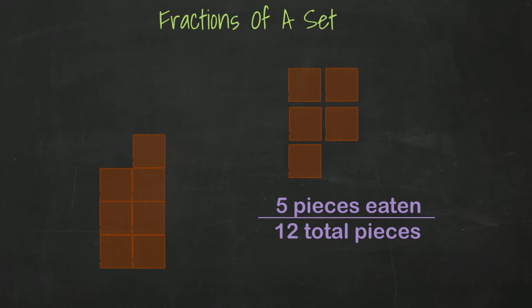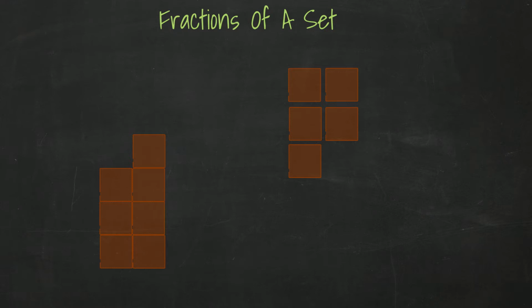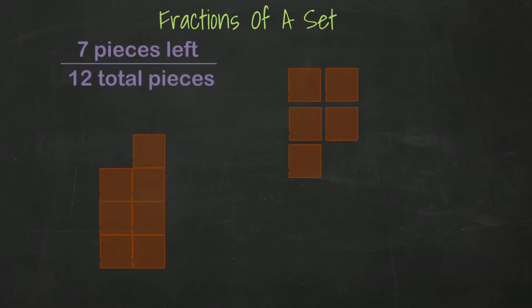If you look at it differently, what is the fraction of pieces that have not been eaten? Well, the candy bar has 12 pieces and we ate 5, so that means 7 are left. The numerator is going to be the parts or pieces left in the candy bar, which is 7. And denominator is still 12. 7/12 of the candy bar is still left.